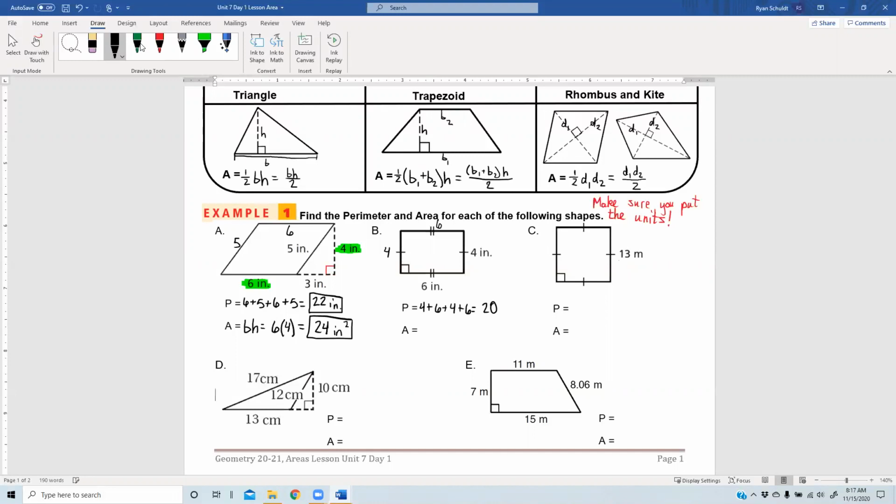What units am I in? Inches. For area, area of a rectangle is base times height. So it's going to be 6 times 4, which is 24 inches squared. Again, make sure you put the square units for area.